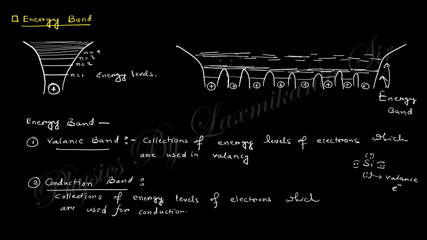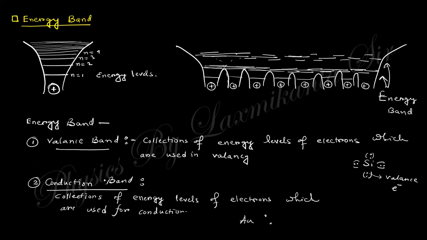So you can see the electrons which are conducting, suppose you take any metal, Au, there are some electrons which are conducting, so the energy levels of these electrons are called the conduction band. The collection of the energy levels is called a band. So there are two types of electrons: one is the valence electron, whose energy level is the valence band, and another is the conduction electron, whose energy levels are the conduction band.